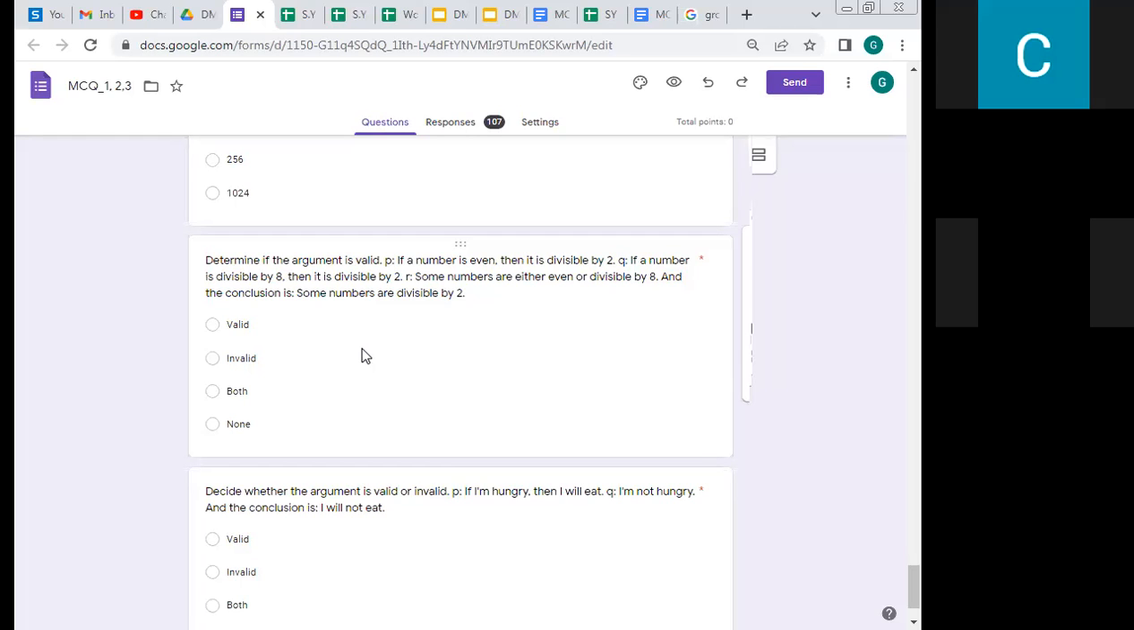Yes, what is the answer? Invalid. Invalid. Yes, it is invalid. How did you solve? Mihir, can you tell us? Tell us or your friends. I know that it is invalid.